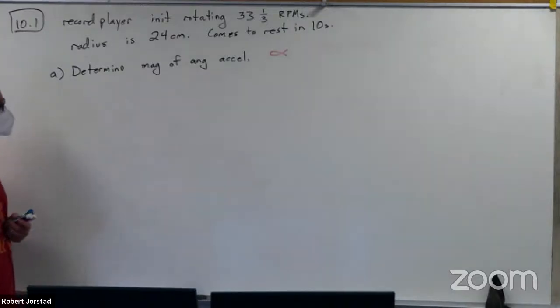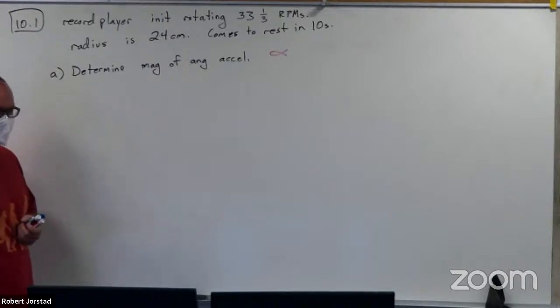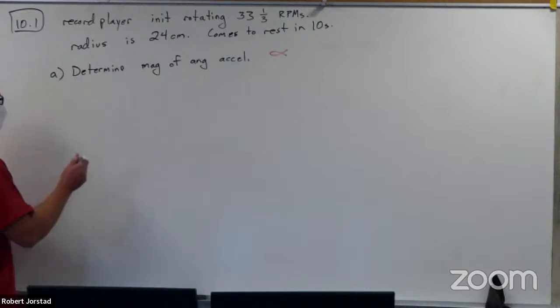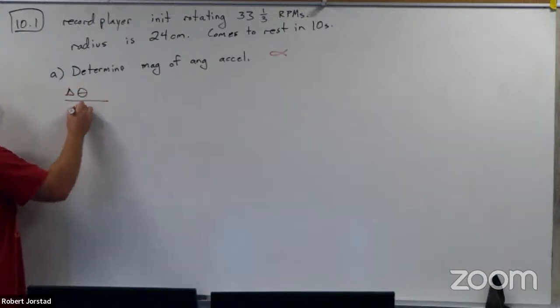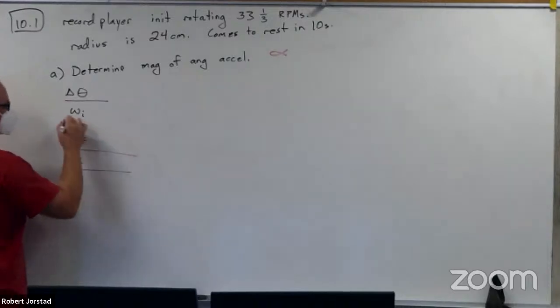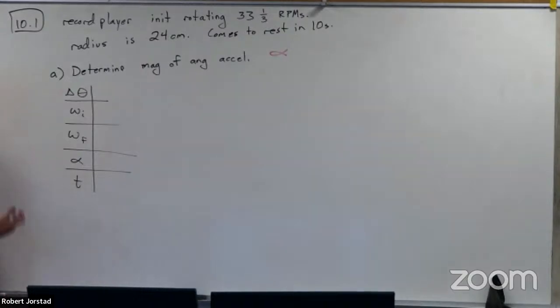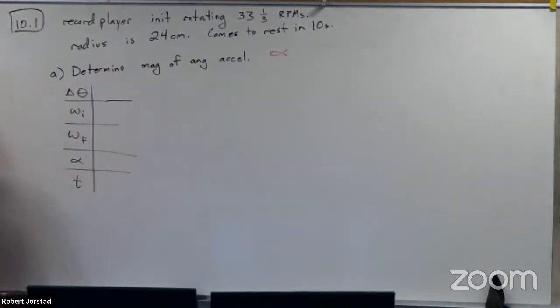What should we do? Any ideas? What did we do in chapter 2 usually? What was our strategy for success in chapter 2? List all the knowns. Let's do that. So now we've got to list delta theta, omega initial, omega final, alpha, and t. So instead of x, v, final v, it's right now these listed knowns and unknowns. Do I know delta theta? No. Do I know omega initial?